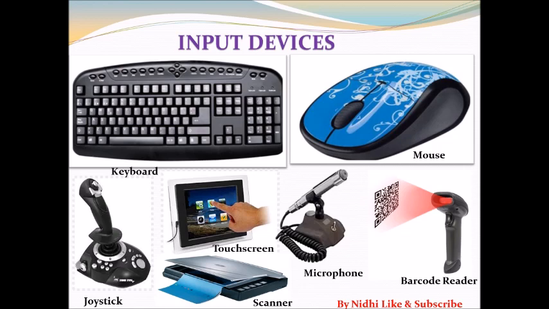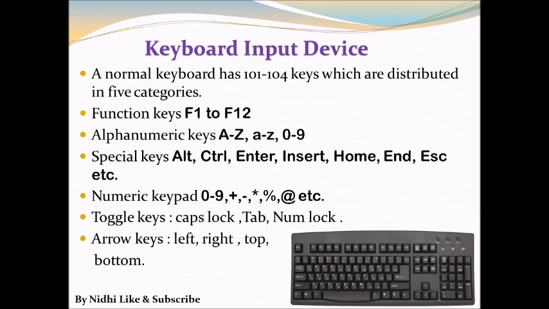Now we are going to discuss the keyboard as an input device. A normal keyboard has 101 to 104 or 114 keys, which are categorized into 5 categories. First is function keys. In any keyboard you will find 12 function keys, that is from F1 to F12. That can be asked in a GK question also, how many function keys are there. So in a normal computer keyboard you will find 12 function keys, not more than that. F1 to F12 have different unique functions, so they are called function keys.